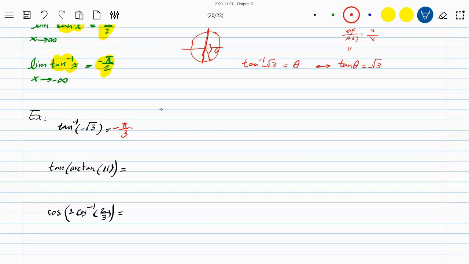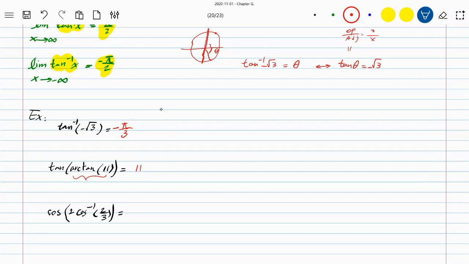What is tangent of arctangent of 11? Remember, the composition of two functions that are inverses of each other turns out to be the same input, 11. The only thing is that you should make sure that 11 is in the domain of arctangent, and arctangent has domain to be all real numbers. So in this case, this result is simply 11.